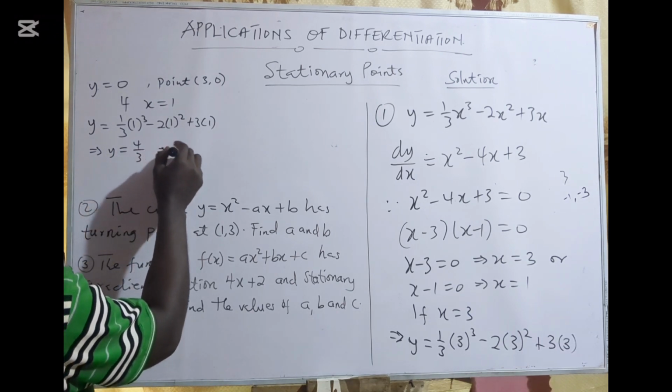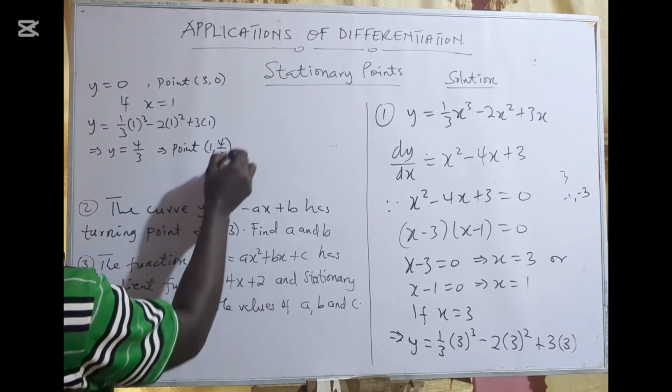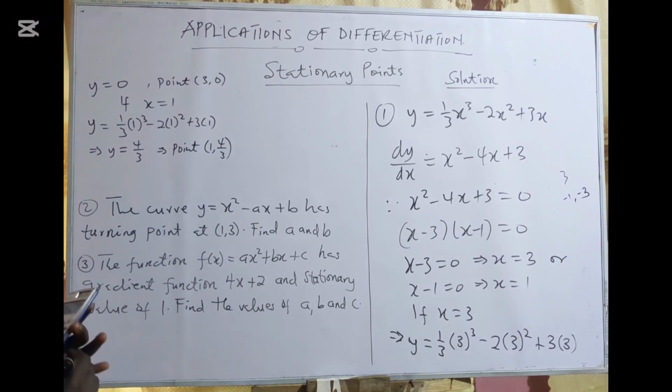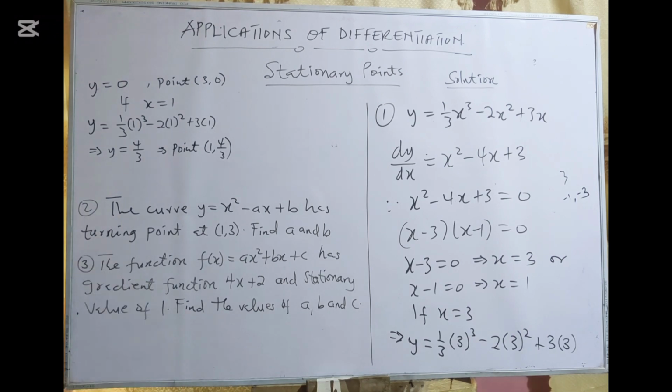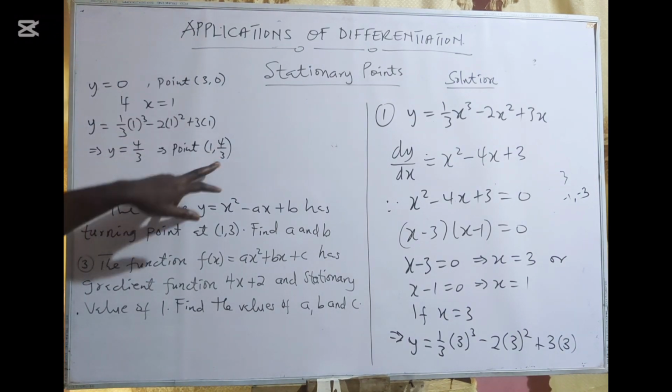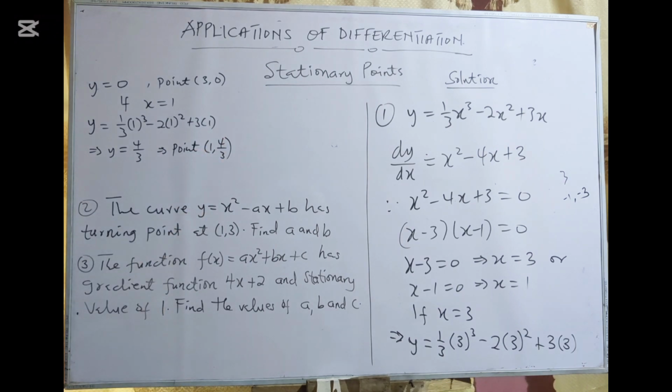It implies that the point there will be (1, 4/3). Alright, so we have gotten the two points: (3, 0) and (1, 4/3). But we have to determine, since he said we should state the nature, which one is maximum and which one is minimum.